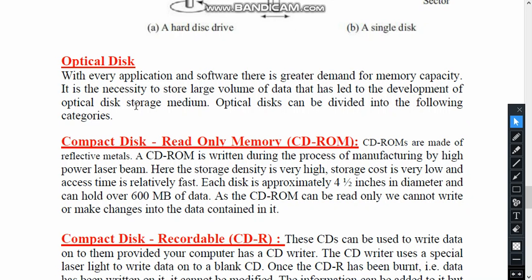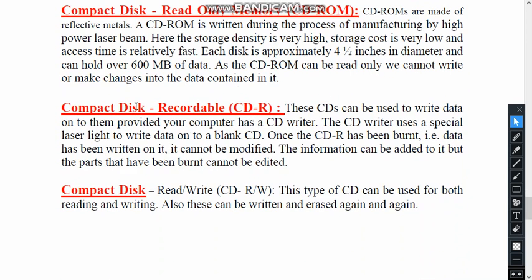A CD-ROM can be used only for the read operation. We cannot write or make any changes in the CD-ROM. Now, the other optical device is the compact disc recordable, the CDR. As we have seen, in the CD-ROM we cannot write anything. We can only read what is already available there. In the CDR, these CDs can be used to write data onto them, provided your computer or laptop has a CD writer.